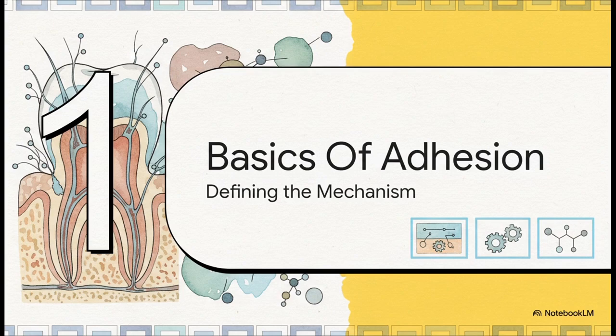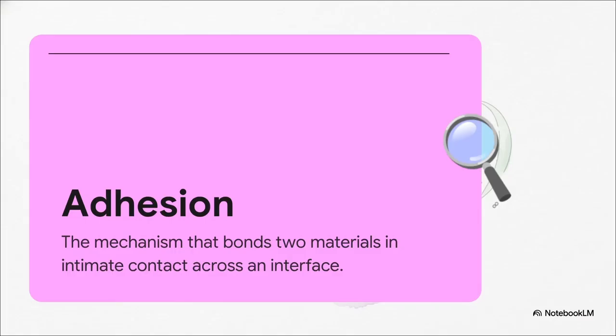The basics of adhesion, defining the mechanism. Look, these foundational definitions are absolutely guaranteed points on your exam if you know them cold. And let's be real, we all need those easy points to balance out board prep anxiety, right? So lock this one into your memory. According to Davidson in 1996, adhesion is strictly defined as, quote, the mechanism that bonds two materials in intimate contact across an interface.